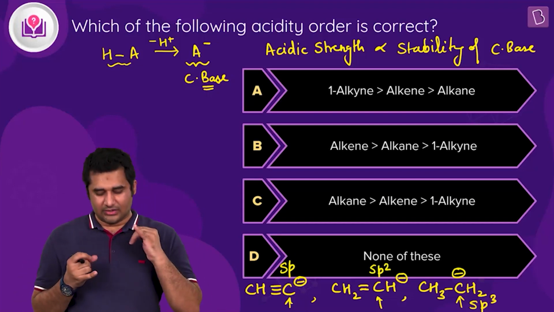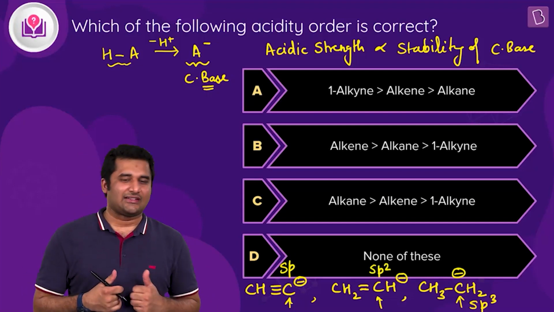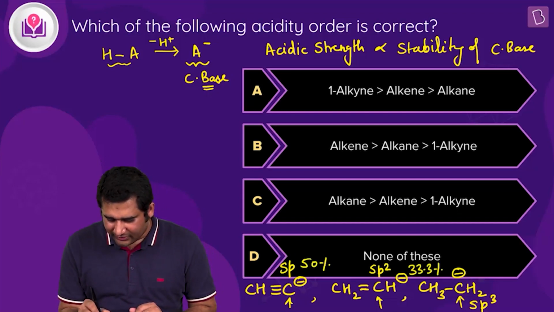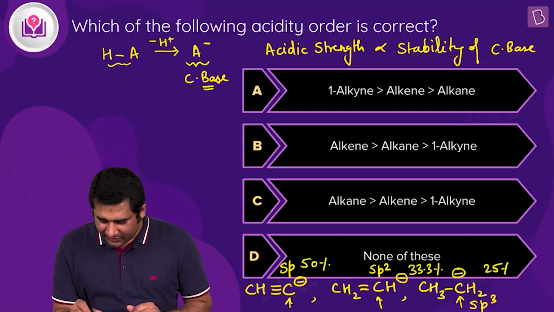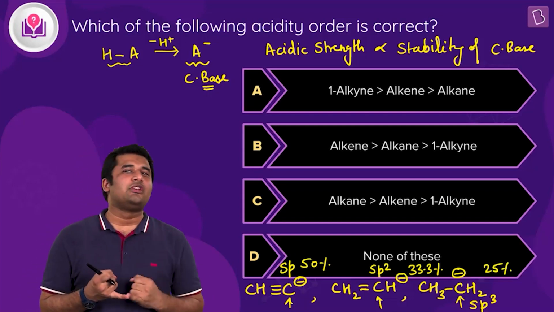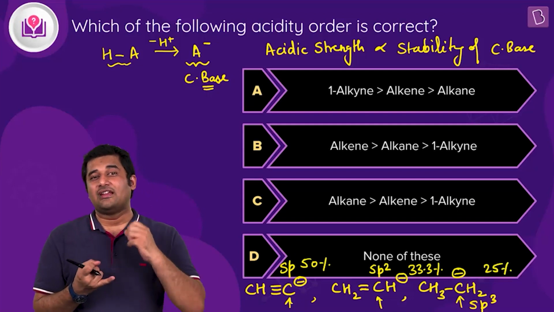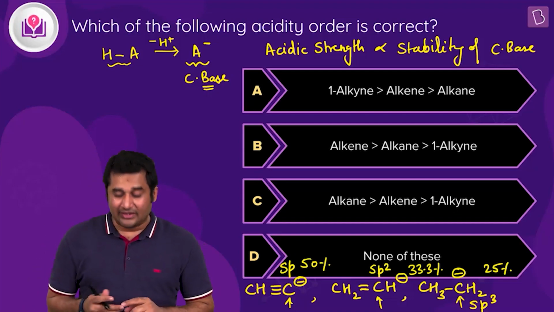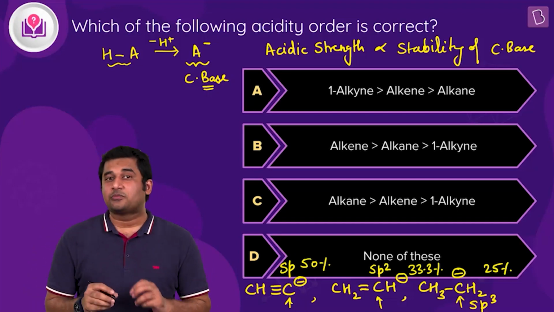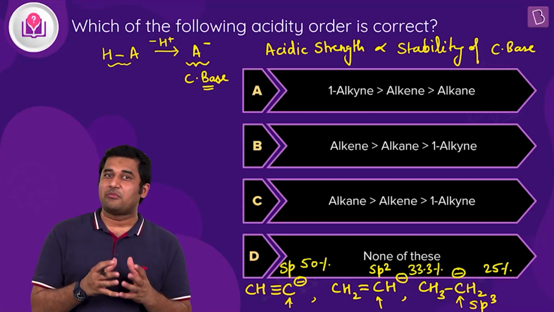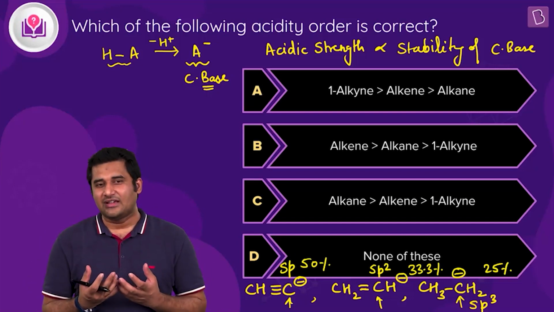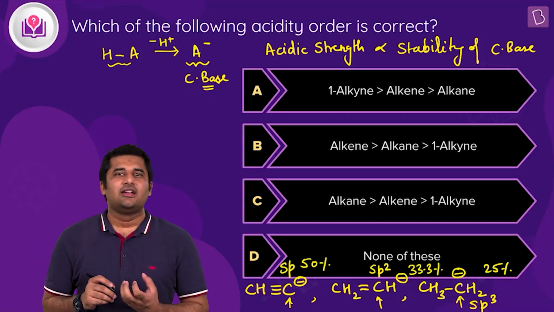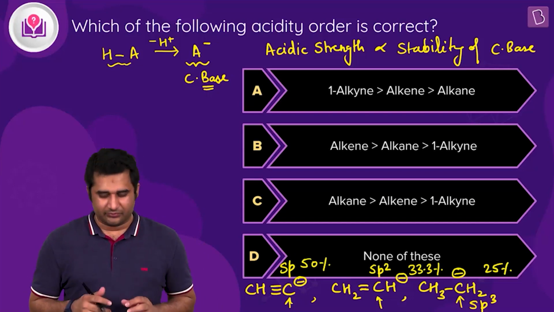Now what we have to do next is find the percentage s character. We know that for sp hybridization the percentage s character is 50%. For sp2 it is approximately 33.3%, and for sp3 it is 25%. Also we know that the more the percentage s character, the more the electronegativity. And always remember, whenever a negative charge is present on a more electronegative atom, it leads to more stabilization. Clear? So in the case of ethyne, that is alkyne, the negative charge is present on a more electronegative atom, because this carbon is sp hybridized, which means more percentage s character equal to 50%, and hence it will be the most electronegative among these three. Therefore the most stable conjugate base will be formed by ethyne, and hence alkynes will be the most acidic among these three.